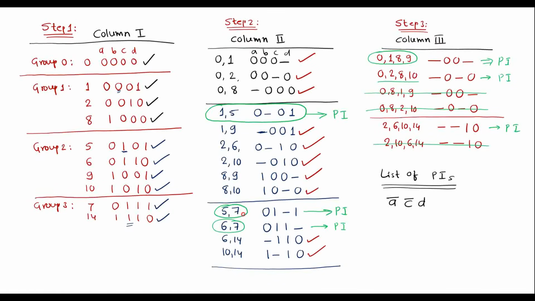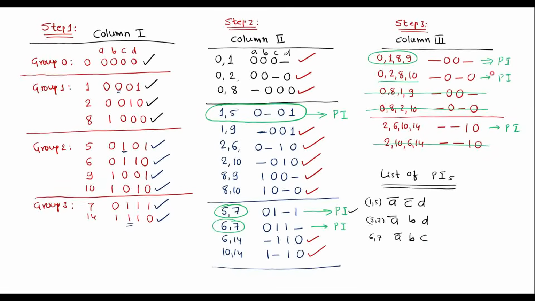Similarly, this 5 7 can be represented as A bar B D. This is done. I will write it as 1 comma 5, this as 5 comma 7. Next we have A bar B C, that is 6 and 7. A bar B C.